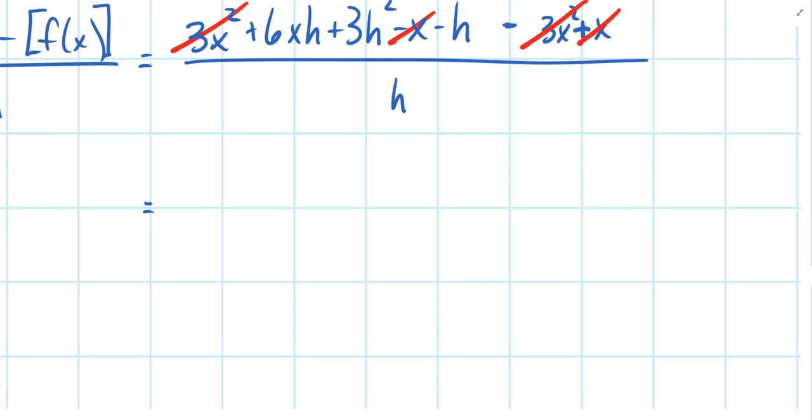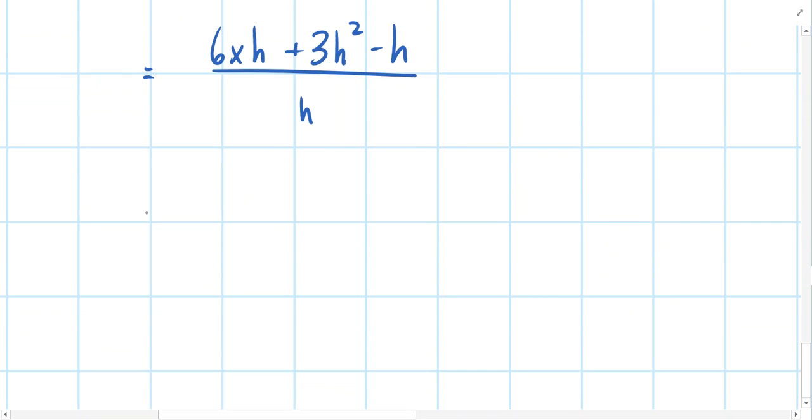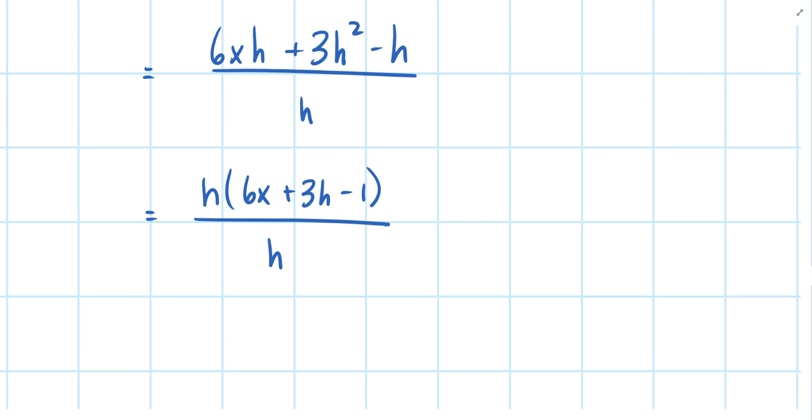We have nothing else that will simplify in the numerator, so I'm just going to write it down and see what's left. 6xh plus 3h squared minus h over h. That's already a whole lot better, but we can still clean this up more. There is an h that's common to each of these three terms in the numerator, so I'll factor it out, and I'm left with 6x plus 3h minus 1 divided by h.